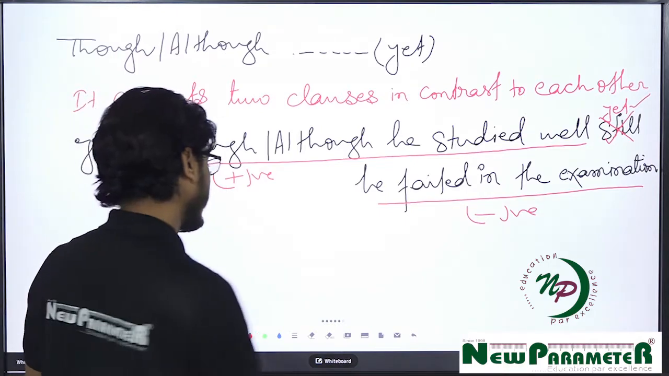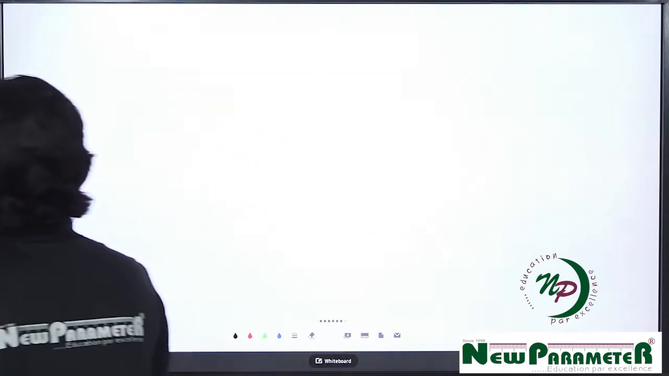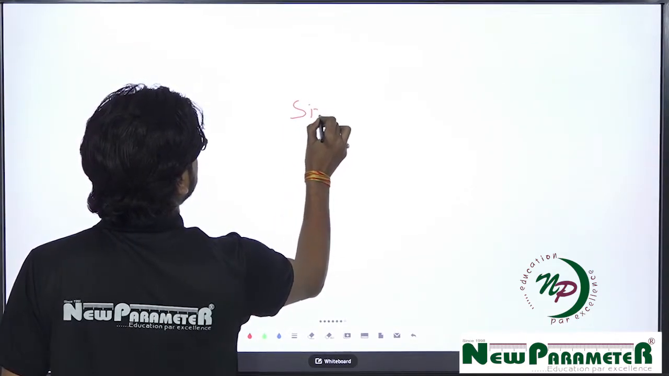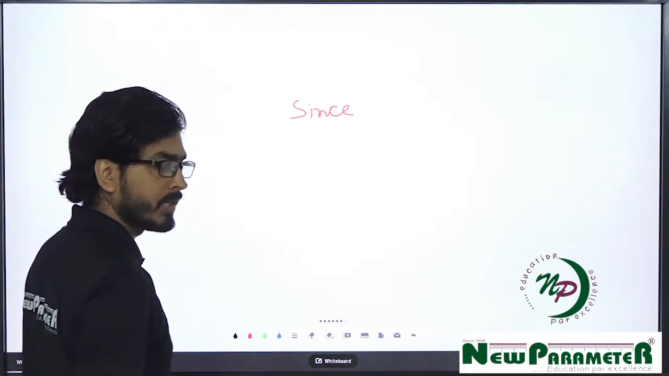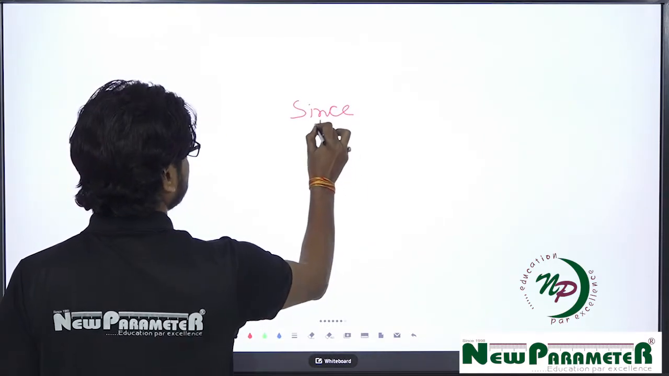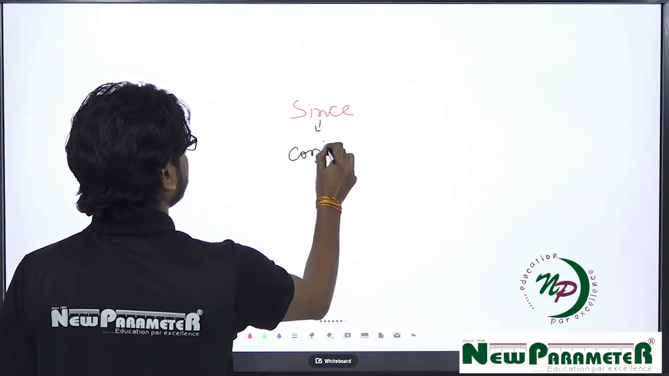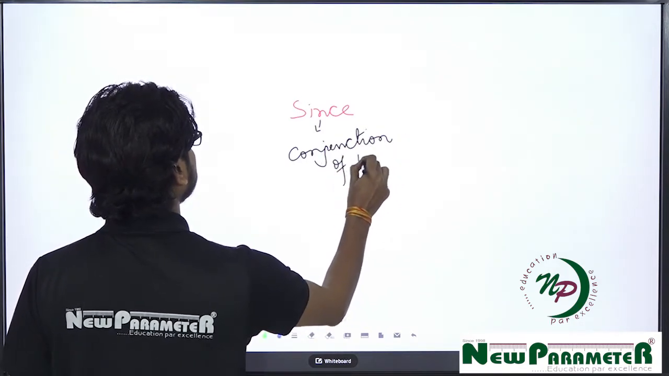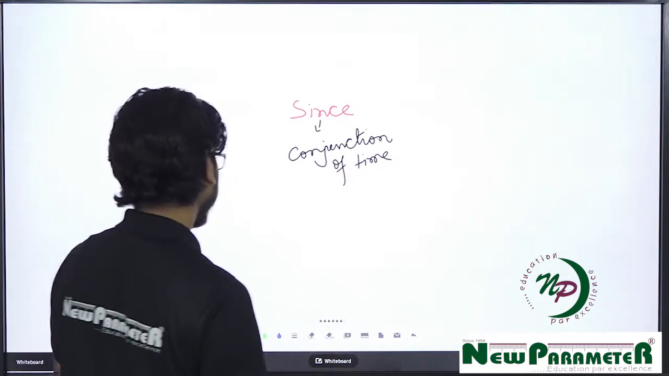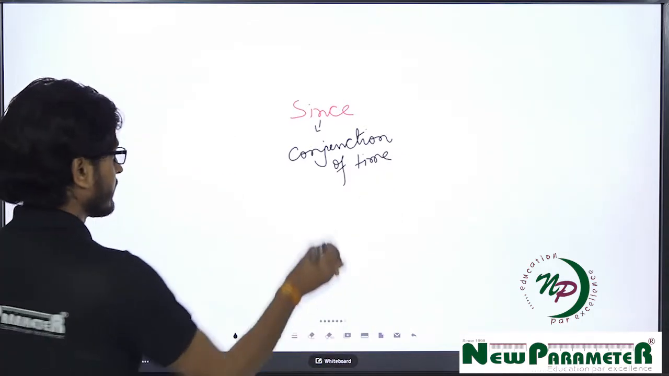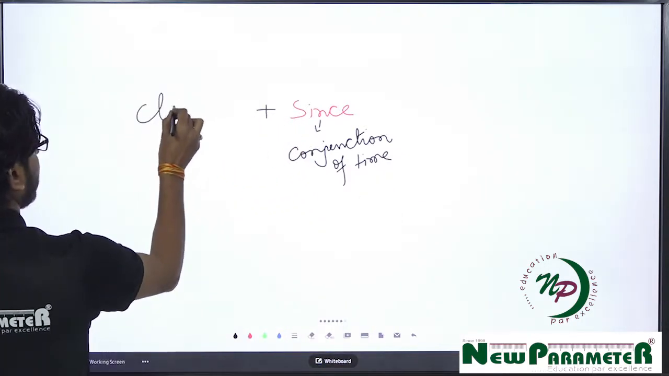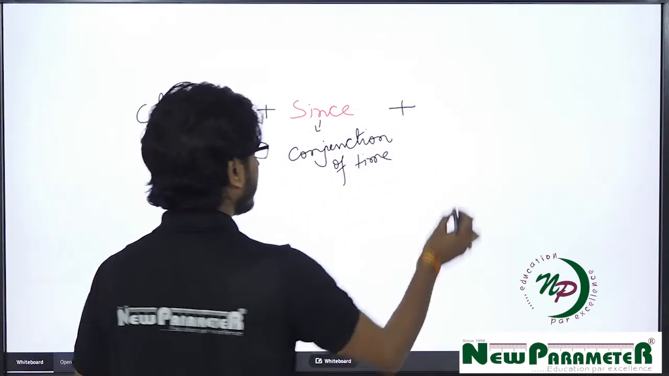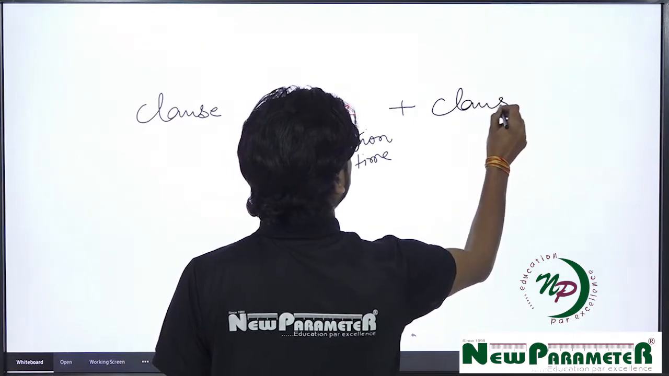Now move to another point. I'm writing here since. Since is basically called a conjunction of time. It connects two clauses. One clause will be here and the second clause will be here.